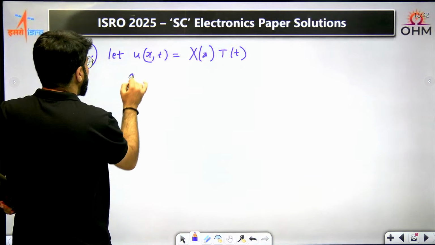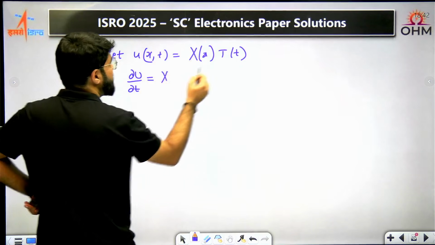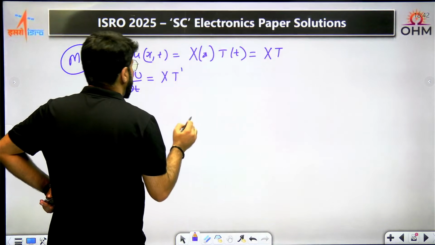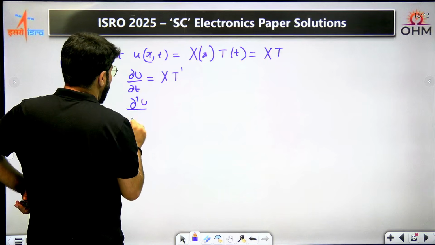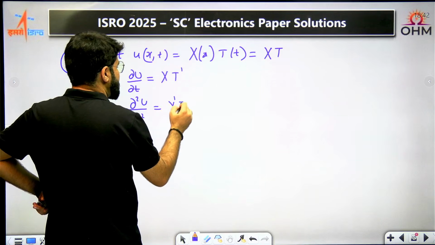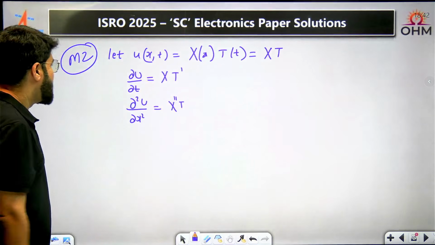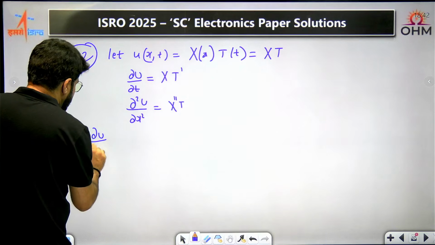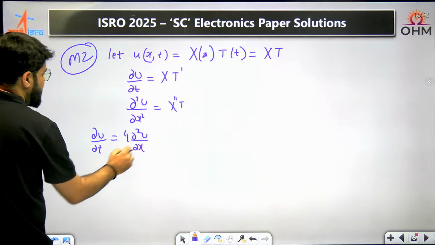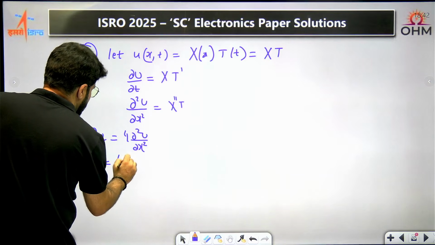Then what is del u by del t? Del u by del t means this x function will be constant. Let me write it this way, capital X into capital T. Only the t function derivative will come. And what is del 2u by del x square? When you're differentiating with x, first you will write x dash t, the first derivative. Again you differentiate, t will be constant, only x double dash will come. Now, if I feed this in the equation, del u by del t is equal to 4 del 2u by del x square, we get x t dash is equal to 4 x double dash t.